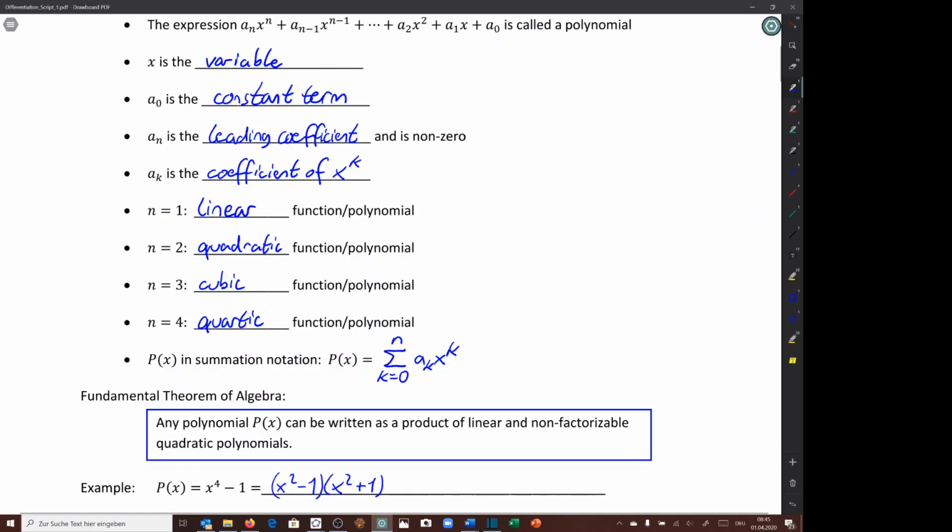However, this is not yet complete because one of them is factorizable, namely the x squared minus 1. Applying again the third binomial formula, we get x plus 1 times x minus 1 times x squared plus 1. X squared plus 1 cannot be factorized, so the equation x squared plus 1 equals 0 has no solution. That's why we cannot factorize it. So we're done. We have factorized x to the power of 4 minus 1 to the maximum as a product of linear polynomials and a quadratic polynomial.